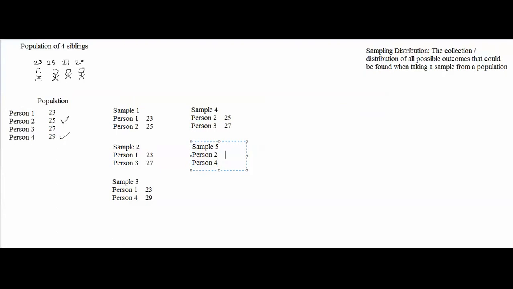We have to write out the ages of the two people in the sample. What about sample 6? We've already paired person 2 with everyone under person 2, so we're finished with person 2. Let's move the first check mark down here. Now we're going to pair person 3 with everyone under person 3. And the only person under person 3 is person 4. So 3 and 4 will be our last possible sample.